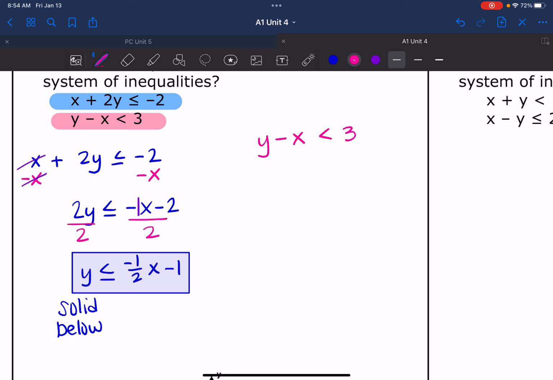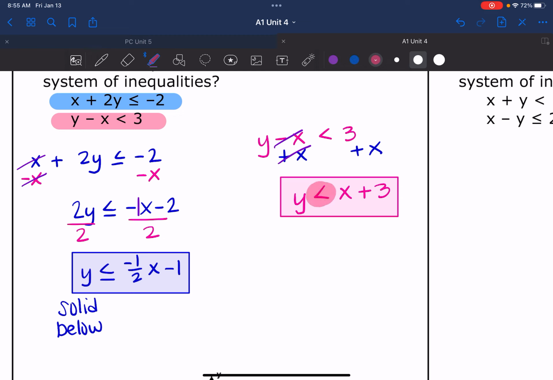Okay, so again, I need y to be by itself, and right now there's that negative x. So we're going to do the opposite, and we're going to add. What you do to one side, you have to do to the other. Those x's are going to cancel out on the left side, so now I have y is less than positive x and positive 3. Okay, so y is already by itself here. So now we look at this symbol, and we decide what kind of line we are going to need and which side of the line is going to get shaded.